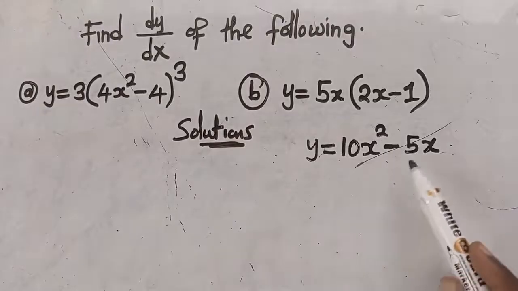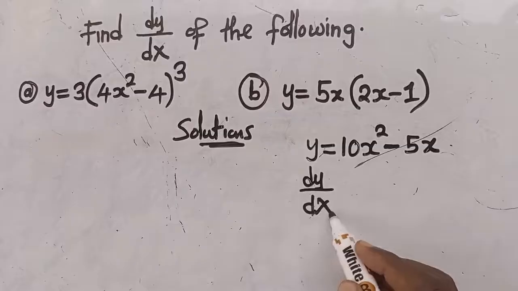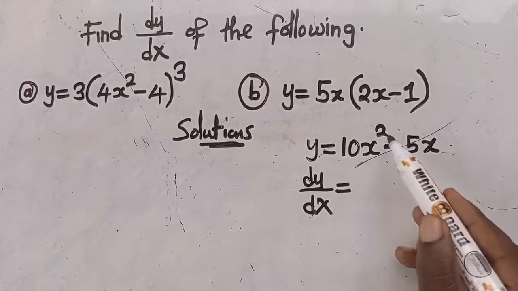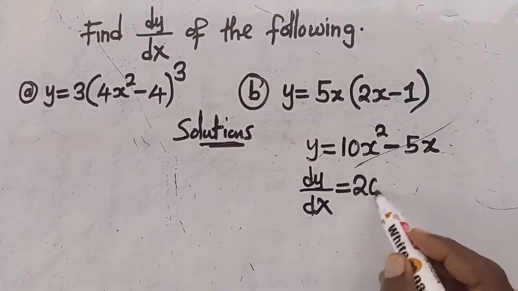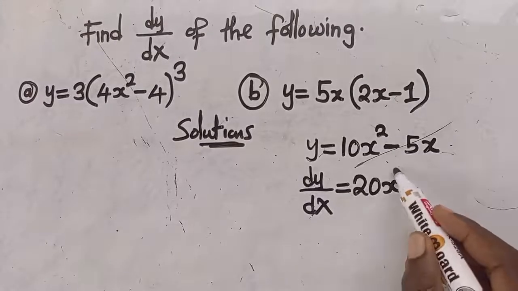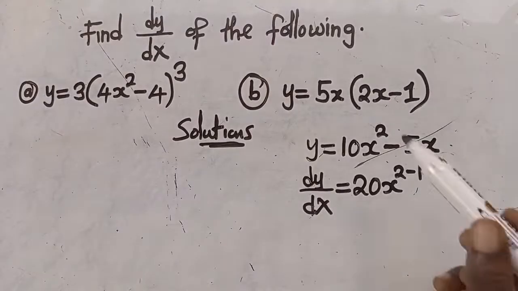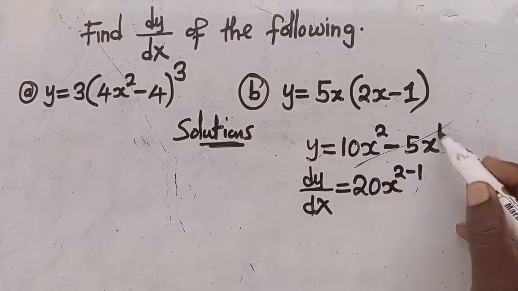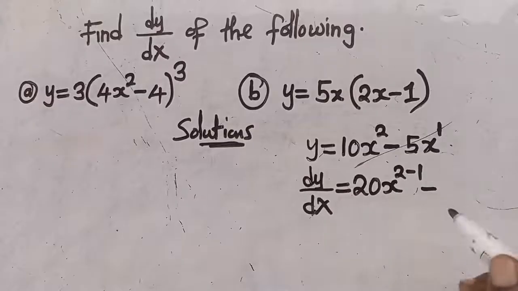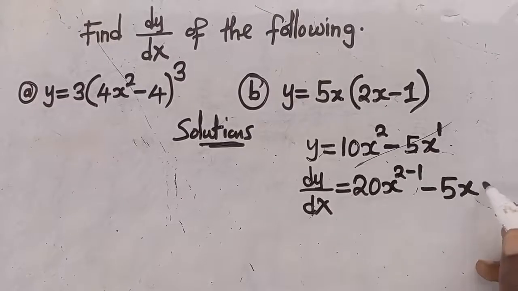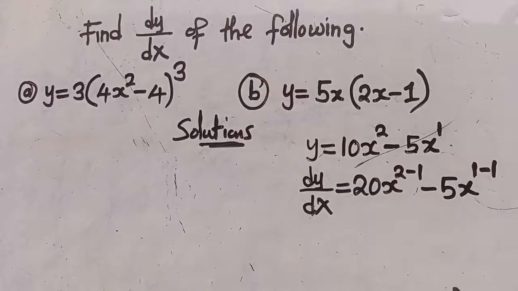It is at this point now where you get to say dy/dx is equal to, you multiply 2 times 10, it is 20, so 20x, then the 2 that is there, I say minus 1. We always subtract 1 from the power. Here this is power what? Power 1. So minus 1, times 5, it is 5x, power 1 minus 1. So this is what we are supposed to do.